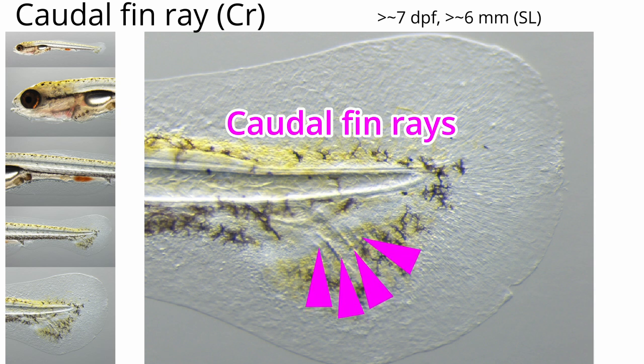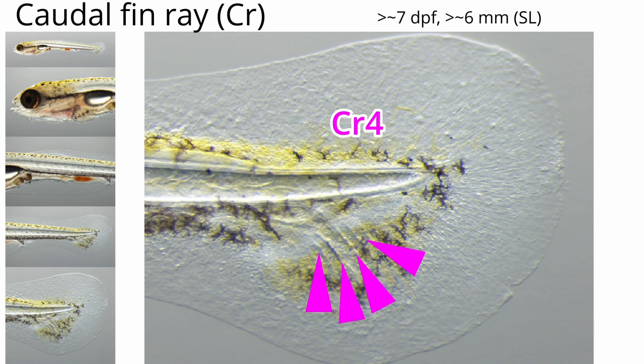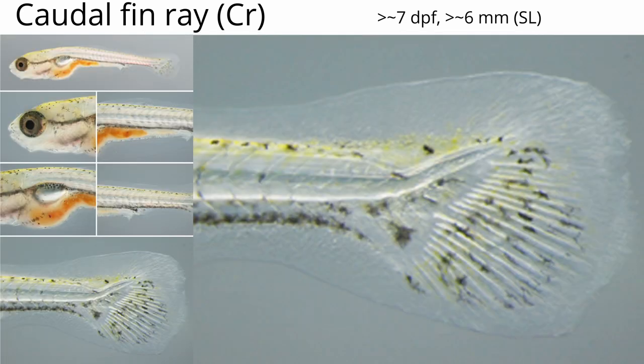So we can use this number as a visible criterion to further subdivide the individuals at this stage. For example, this goldfish individual can be classified as a CR4 based on the visible fin ray count. Also, like this, it's a bit bigger individual, and the fin rays of the caudal fin will increase. And as the number of fin rays on the caudal fin increases, the shape of the caudal fin also changes.